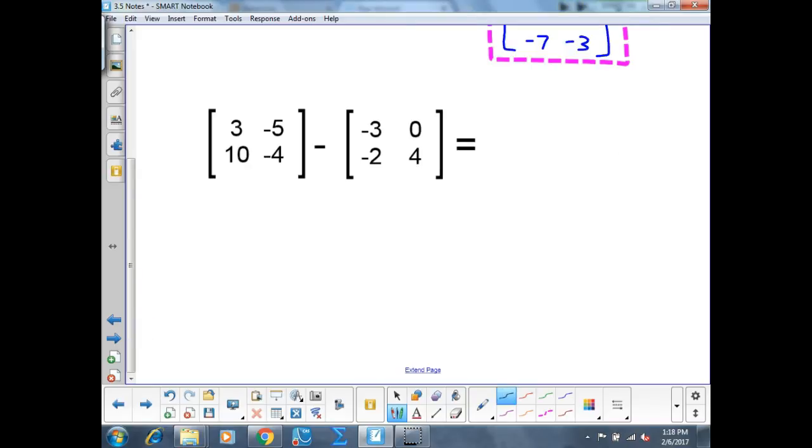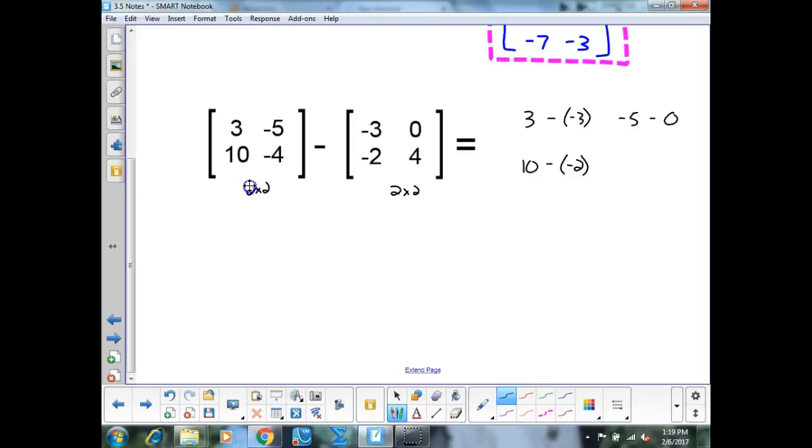So then we got a 2 by 2, adding to a 2 by 2, same dimensions. So we have 3 minus negative 3, negative 5 minus 0, 10 minus negative 2, and negative 4 minus 4. So that gives me 6, negative 5, 12, negative 8.